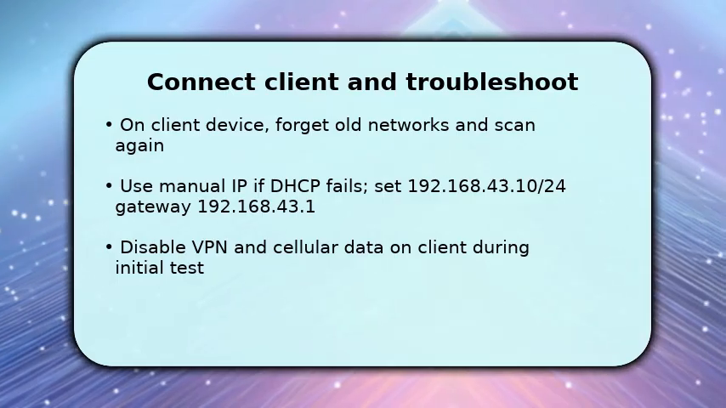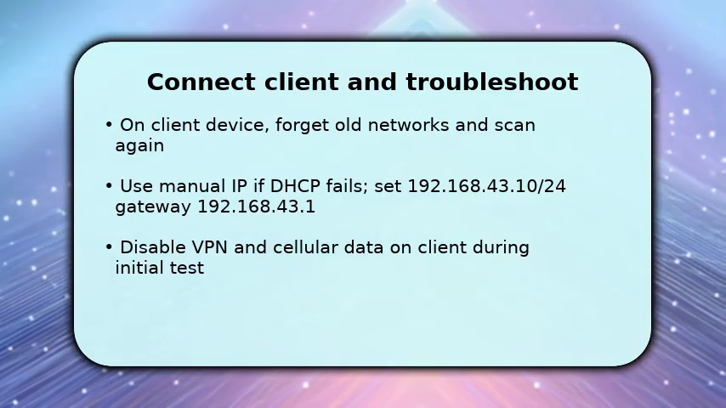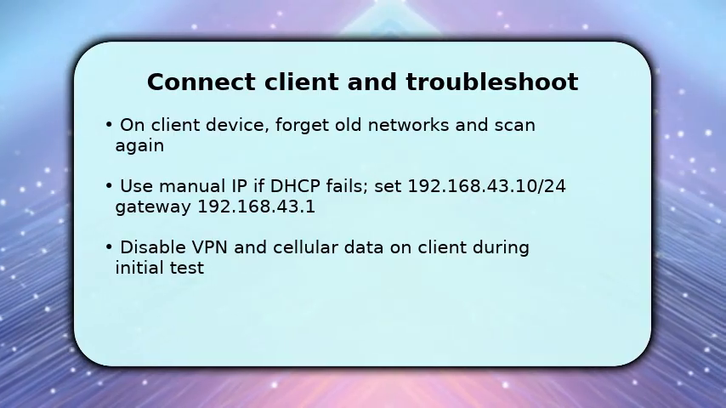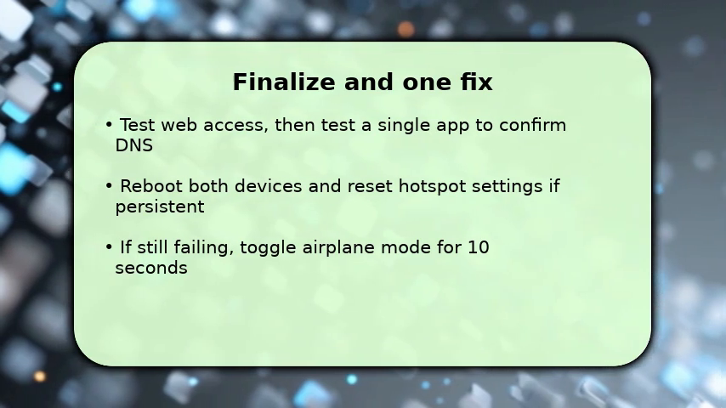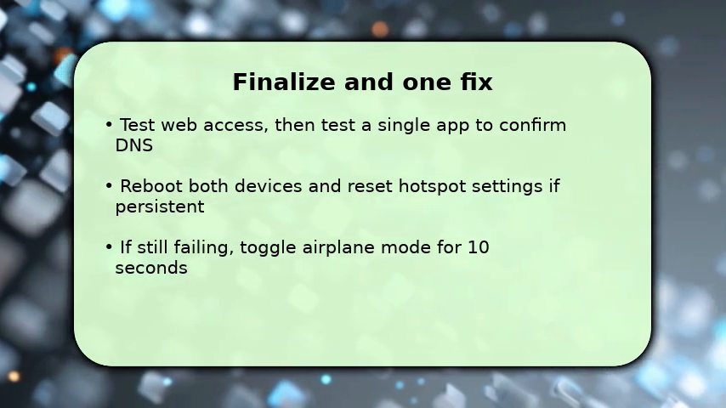Once connected, disable any VPN or alternative cellular data on the client so traffic routes through the hotspot. You finish by testing web access and then a single app to confirm DNS and routing are functioning.